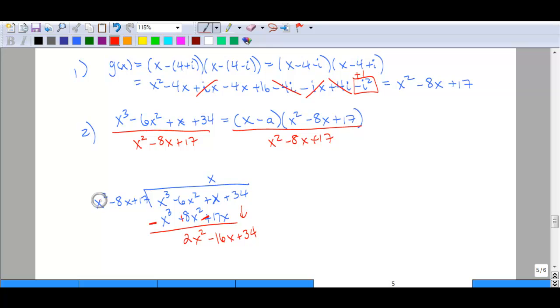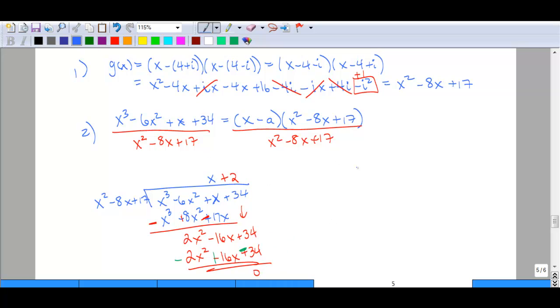And we're going to say, what do we need to multiply x squared by to get 2x squared? Well, we need a plus 2. That will give us 2x squared minus 16x and plus 34, which is what we wanted because that will give us 0 at the end once we change all the signs. So this is our other factor here.